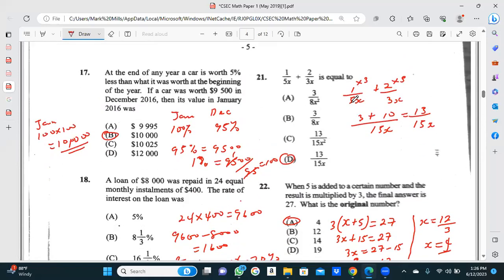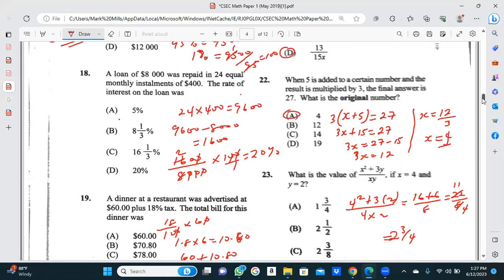21, we find 1/5 plus 2/3, we work it out, we get 13 over 15. 22, when 5 is added to a certain number and the result is multiplied by 3, the final result is 27. What's the number? So we take 3 multiplied by x plus 5 is equal to 27. We work it out, we get 3x is equal to 12. We say x is equal to 12 divided by 3, which gets 4.